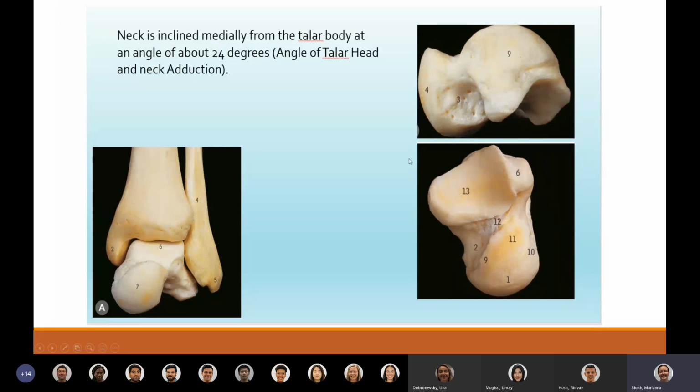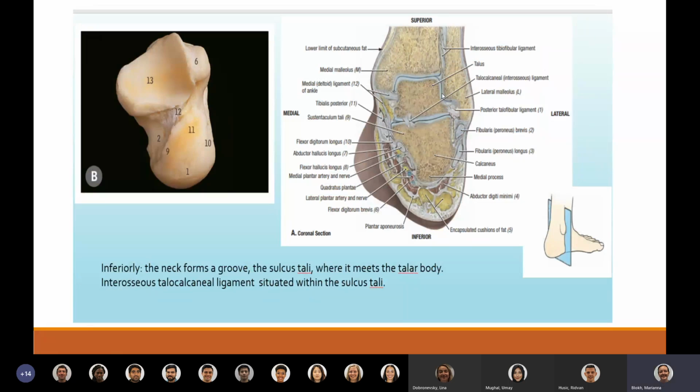Okay. So the neck. Surgically, the neck is important for us because think about it this way. The neck is a place where you don't have cartilage, right? So that's where a lot of the blood supply is going to come in for that area. The neck basically is what? It's inclined medially from the talar body at an angle of about 24 degrees. This is a number that they may ask you about, the angle of talar head and neck adduction, and it's basically 24 degrees where it's inclined medially from the talar body. Okay.